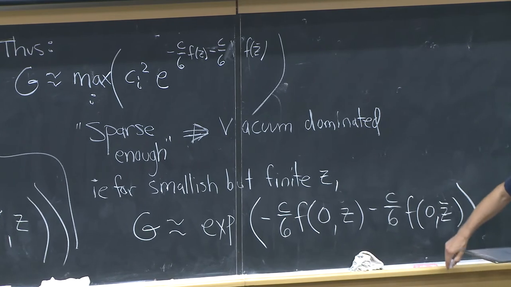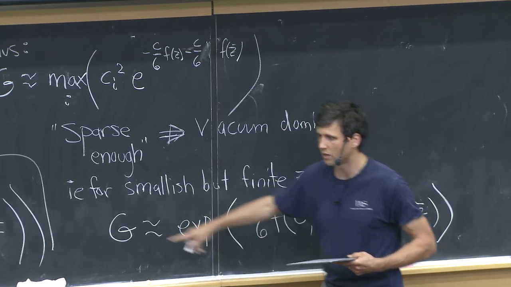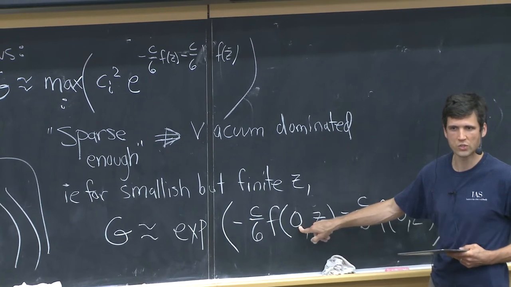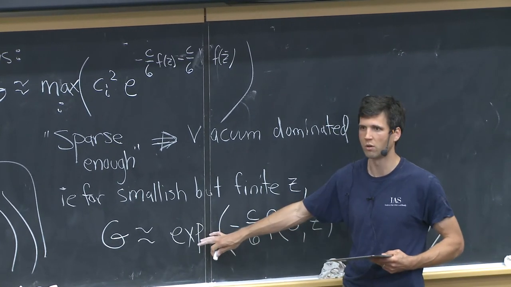So that's what this is saying. It's saying that the correlator, this zero here is the dimension of the vacuum. So it's just saying that the correlator here is given by the Virasoro vacuum block.